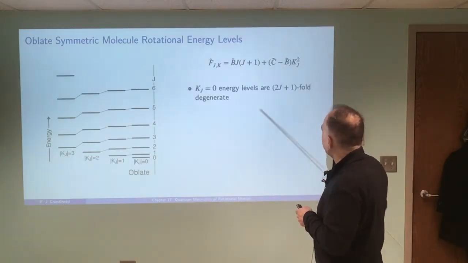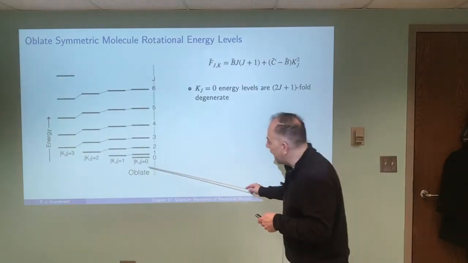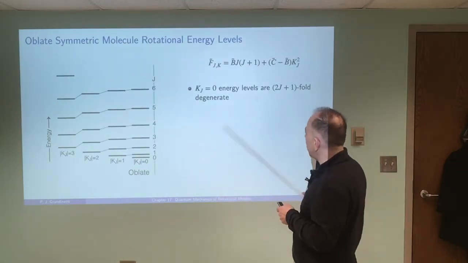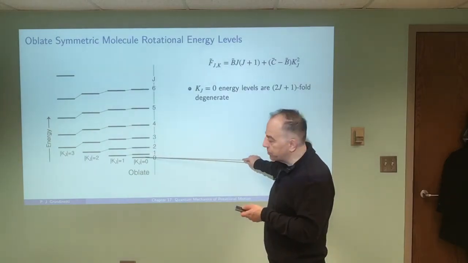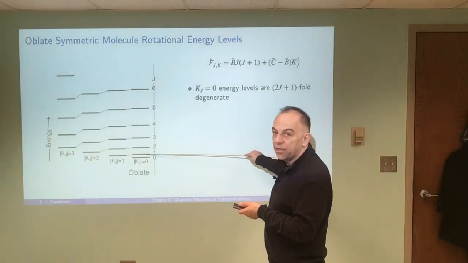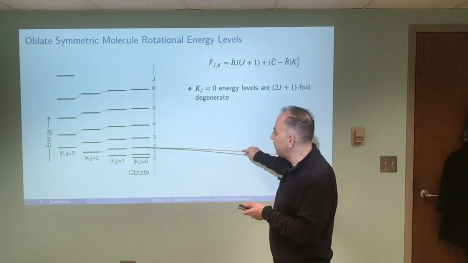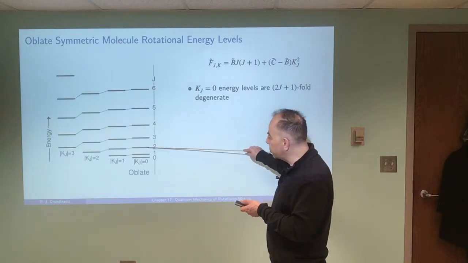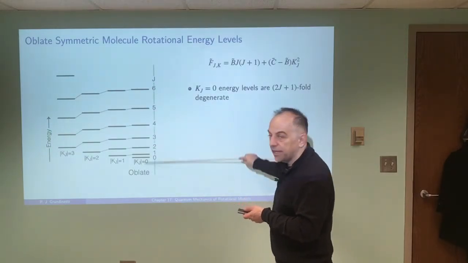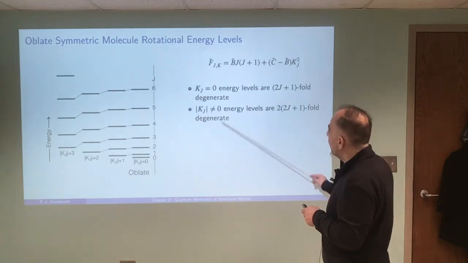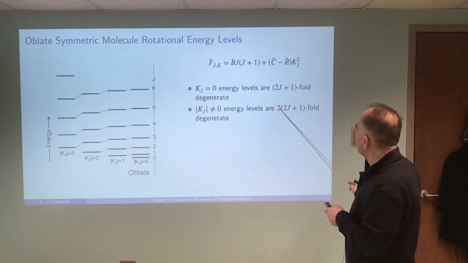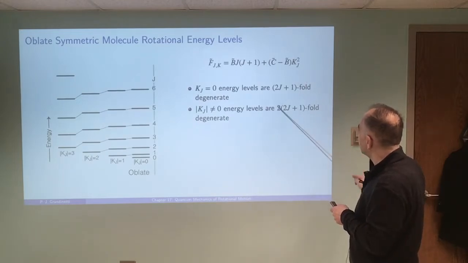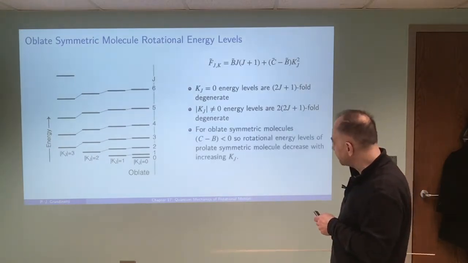But now we see that, like the prolate case, there is a 2J plus 1 degeneracy associated with the KJ of 0. So, of course, J equals 0 is singly degenerate, but then J equals 1 is threefold degenerate, and then J equals 2 is fivefold degenerate for all of these KJ equals 0 states. But when we get to the KJ not equal to 0 states, we get an additional multiplier of 2 because the plus and minus values are degenerate, so we get 2 times 2J plus 1.